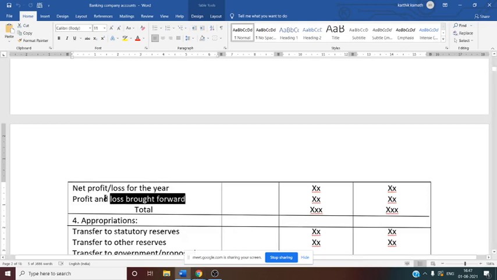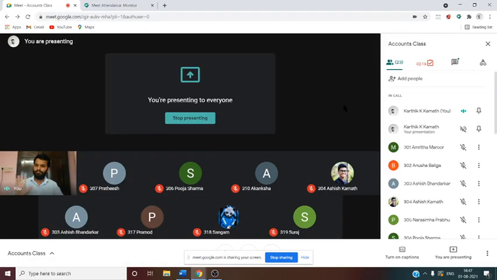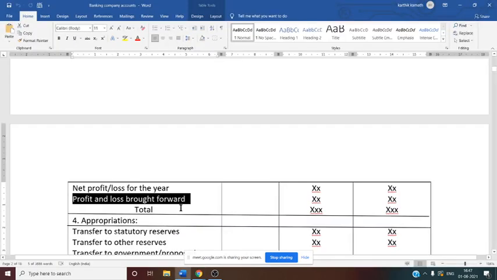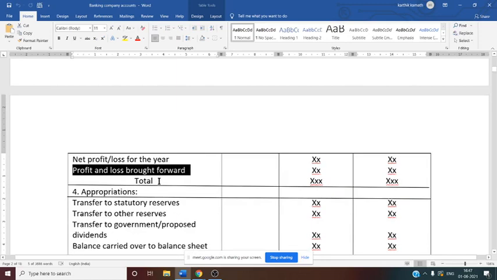Then you have to see if any previous year profit and loss account is given in the trial balance. Usually what happens, they will give you the trial balance information, all items, a lengthy trial balance, and we have to identify which item goes where. And especially we have to remember this rule also: whatever information is given in the trial balance appears only once, and whatever information is given in the adjustment appears twice. So now the profit and loss account brought forward, usually given in the trial balance, that amount you can write. Then you add these two items, net profit plus profit and loss brought forward, and you will get the total.